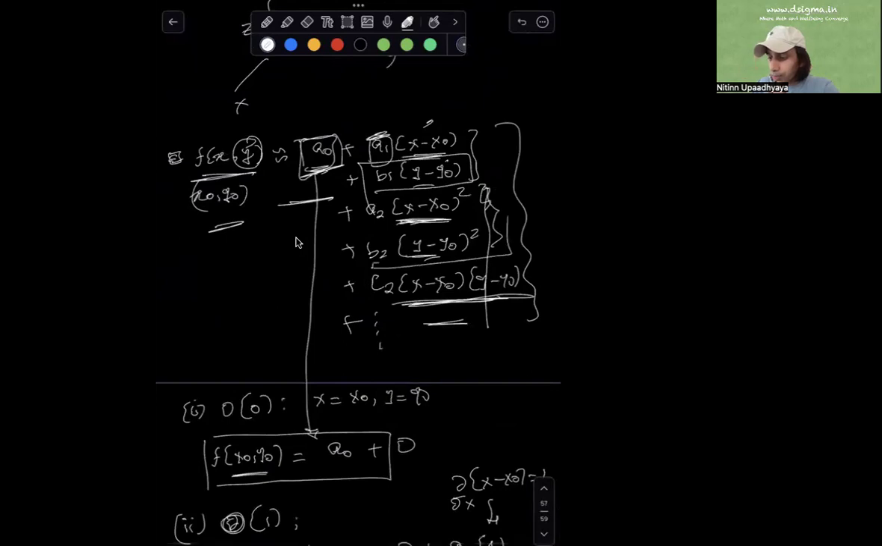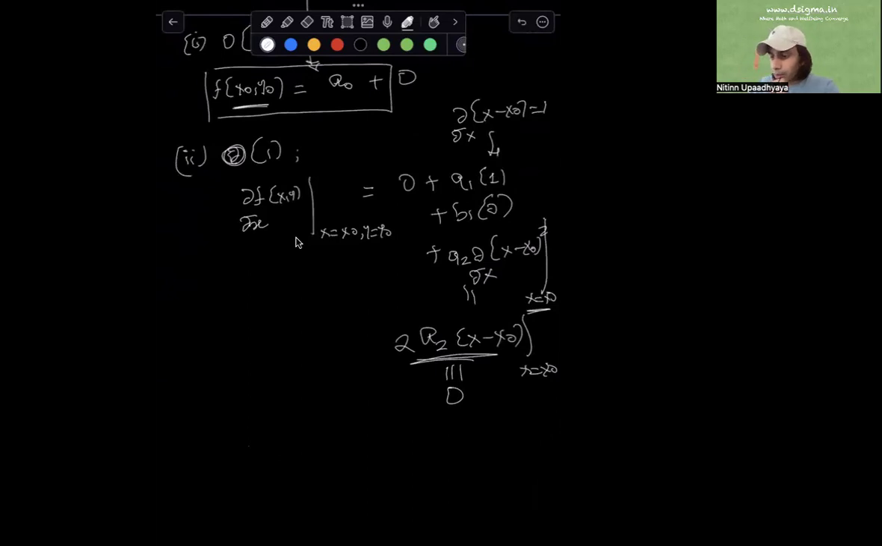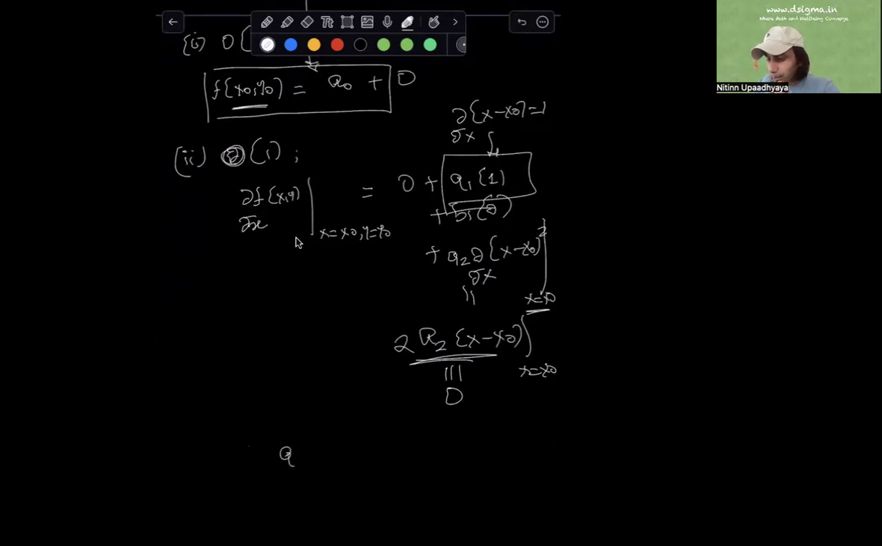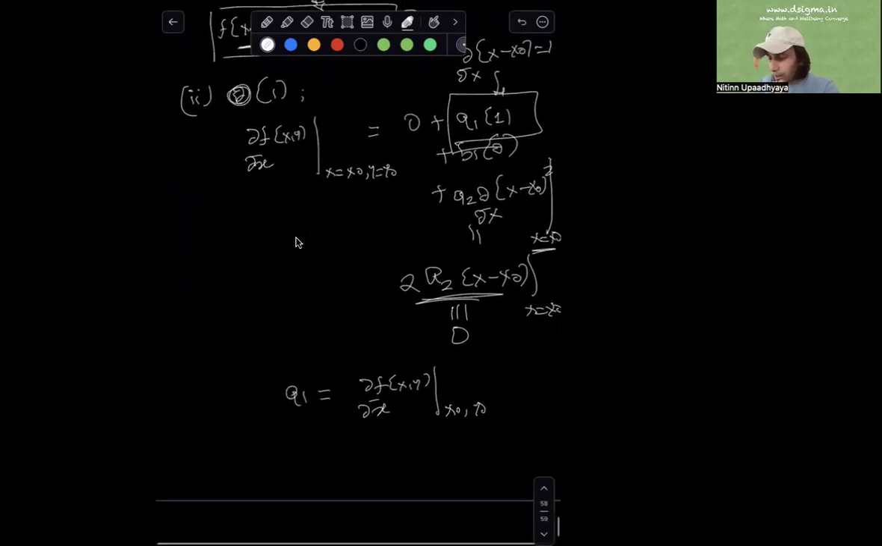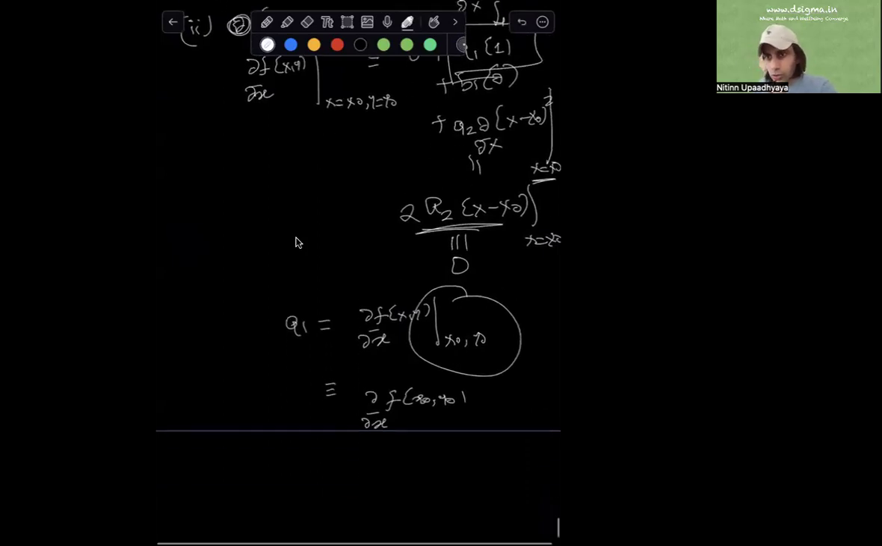Similarly, when we go to the term b2 times y minus y naught squared and I take its partial derivative with respect to x, it'll just be 0 because y doesn't depend upon x. So all the higher order terms would just evaluate to 0. And then what we're left with is just this residual term, a1, which means a1 would just be the partial derivative of f with respect to x evaluated at x naught comma y naught, right? And a simpler way of writing this is dou f dou x evaluated at x naught, y naught. So you can choose whichever notation suits you.